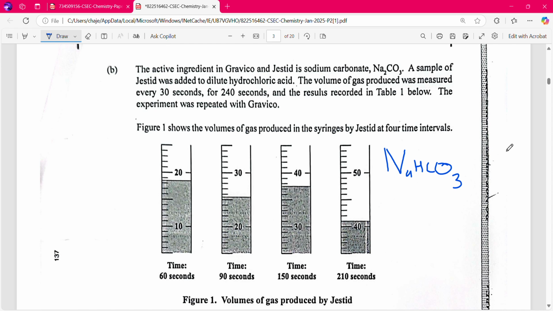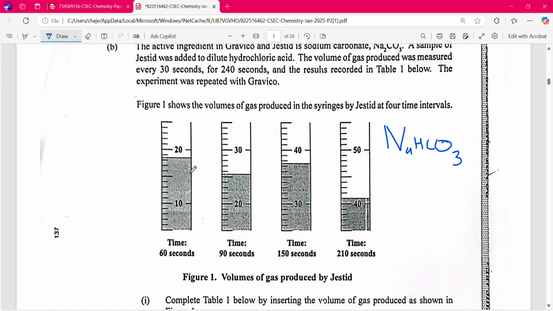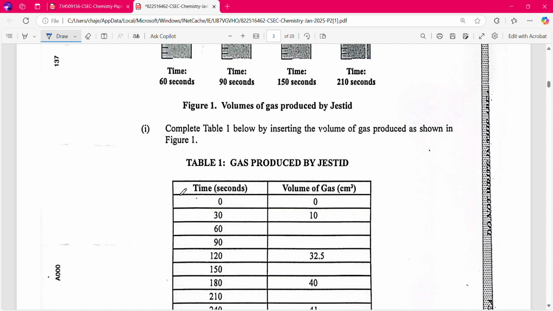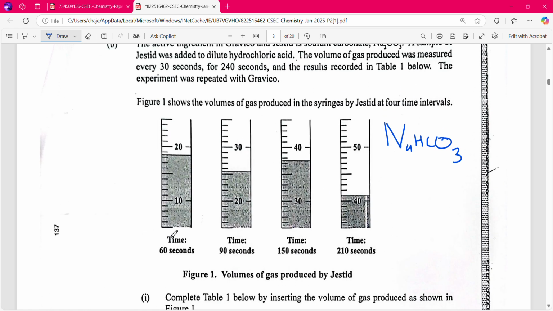Continuing on the question, it says a sample of Gestid was added to dilute hydrochloric acid. The volume of gas produced was measured every 30 seconds for 240 seconds, and results recorded in table 1 below. The experiment was repeated with Gravico. The figure shows the volumes of gases produced in the syringes by Gestid at 4 time intervals. So, what's the volume here at 60 seconds?